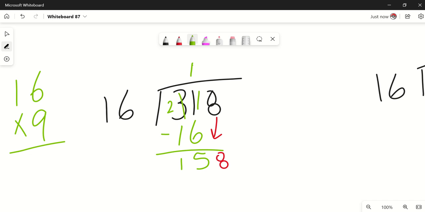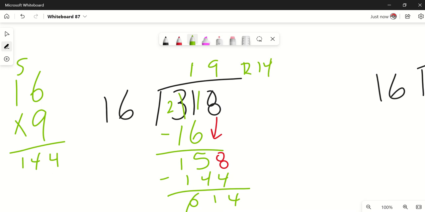9 times 6 will be 54. Carry the 5. 9 times 1 is 9, plus the 5 will be 14. So it'll go in 9 times, 144. When I subtract, 8 minus 4 is 4. 5 minus 4 is 1. 1 minus 1 is 0. Therefore, it'll be 19, remainder 14.